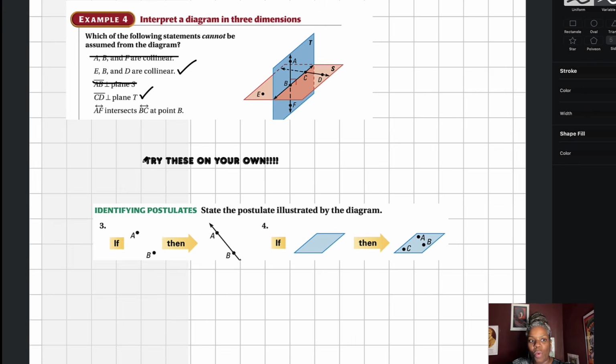Let's look at this final one. If line AF intersects line BC, here's AF from here to here, and here's BC from here to here. Do they intersect at point B? And from this picture, you can see that intersection point clearly. So yes, we can assume that. So I have to cross it out. There's only 2 statements here that cannot be assumed from the diagram. That's this one, E, B, and D are collinear, and this one, that CD is perpendicular to plane T.